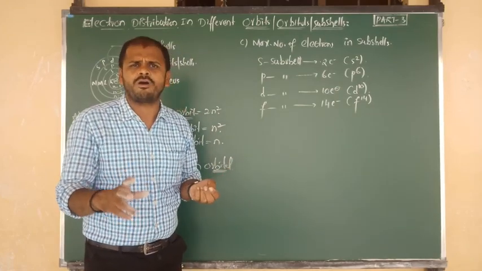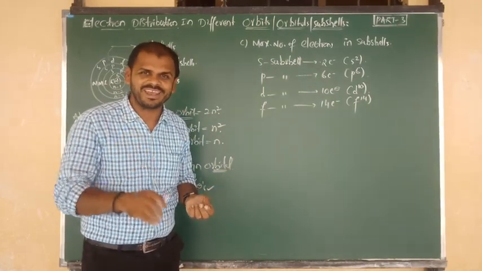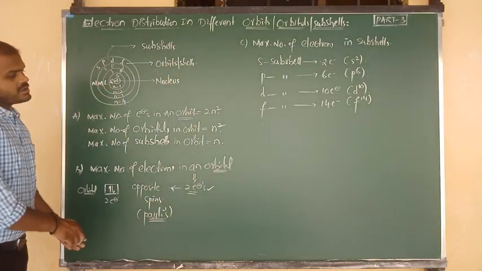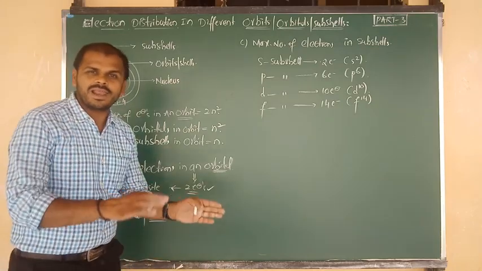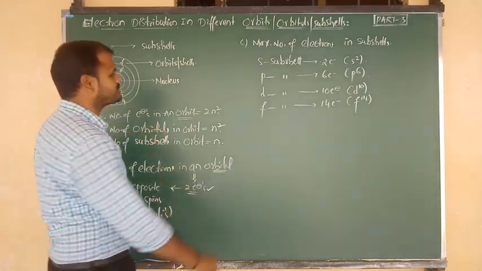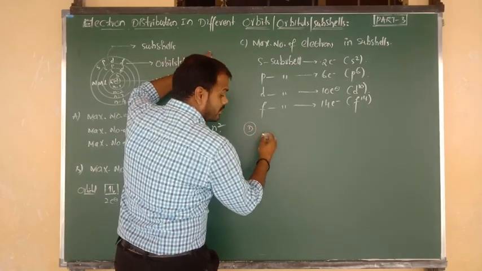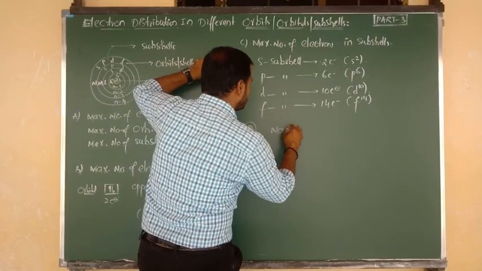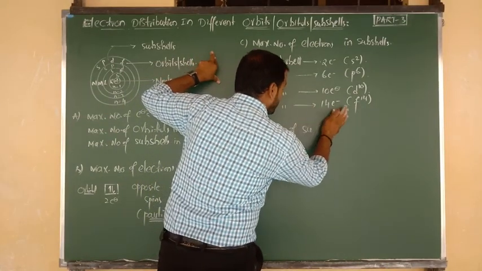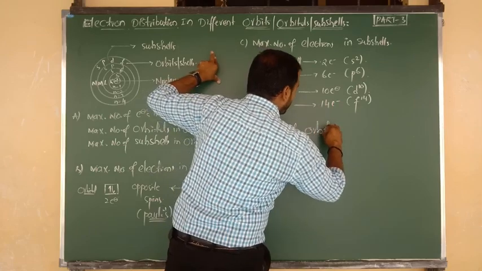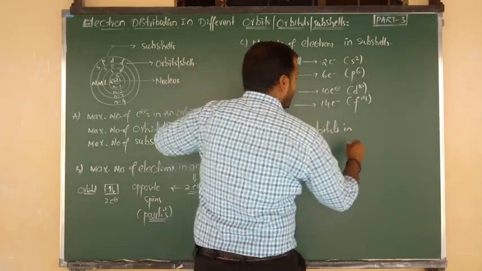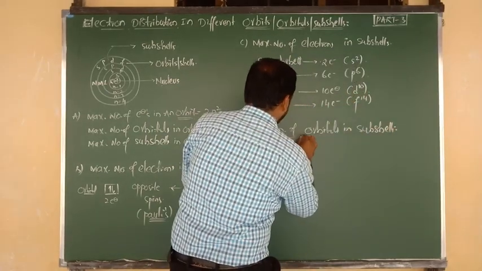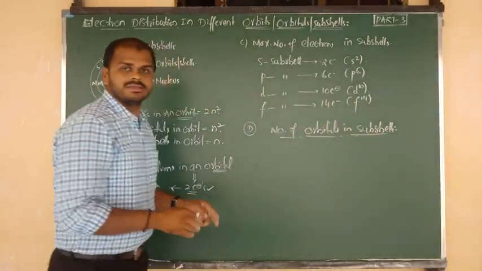So what is the difference between the orbital and subshell? I am going to show you. But try to remember this, all of these are subshells. So now I am going to show you the differences between subshell and orbital: the possible number of subshells, and the number of orbitals in subshells.